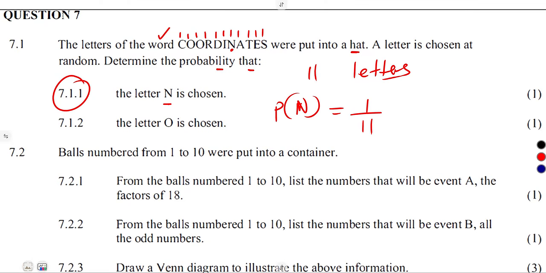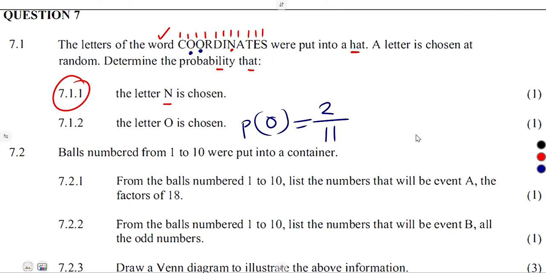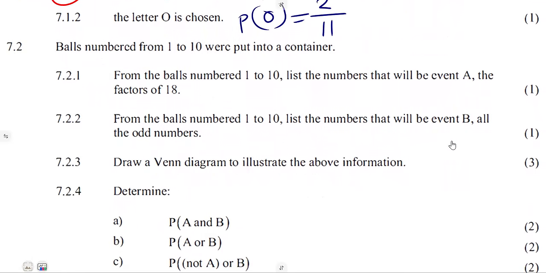All right. The probability of picking the letter O, how many letter O do we have from there? 1, 2. There are 2 of them out of 11. All right. So that is it for this one.